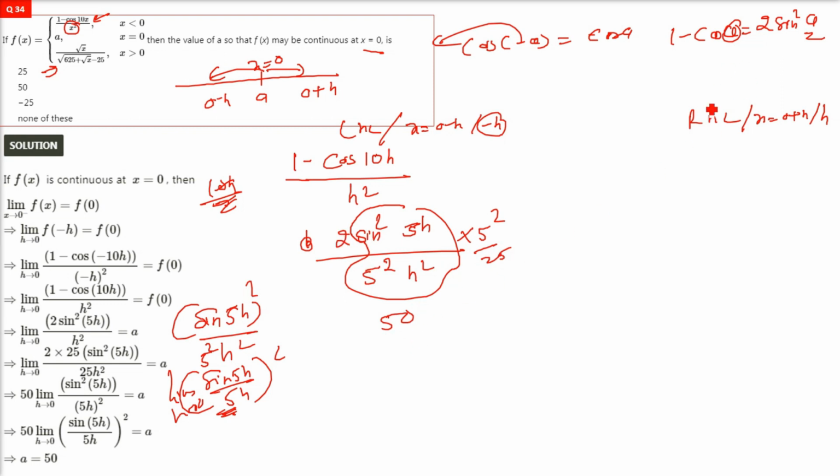And since it is equal to the value of the function at a, value of the function at 0, which is equal to a. So RHL you don't have to find out. If you want, you can find out the RHL and equate it to a. That is the way you can do, but I am comfortable with the left hand side, so I found the answer as a equal to 50. So the option is second. The option you need to choose is the option number second.